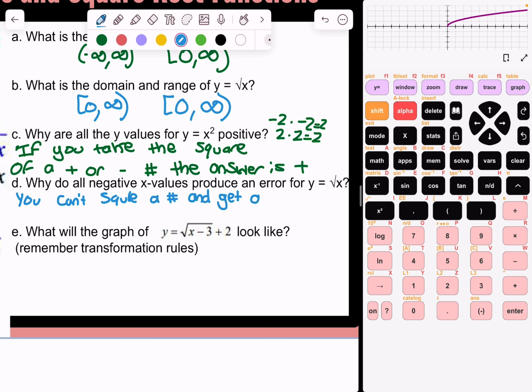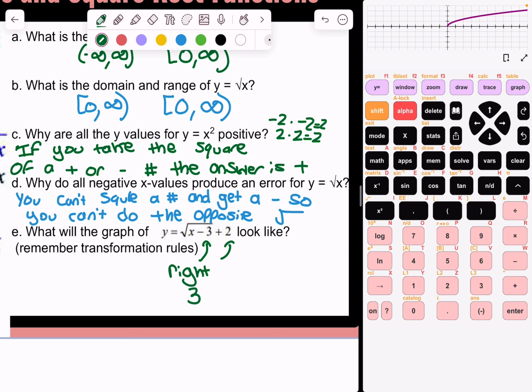All right. And now, remembering those transformation rules that we learned just a little bit ago, what will the graph of y equals the square root of x minus 3 plus 2 look like? Remember the transformation rules. Well, that minus 3, because it's inside of the symbol, we do the opposite. So that means it's going to make it go to the right 3. And this plus 2 on the outside means it's going to go up 2.